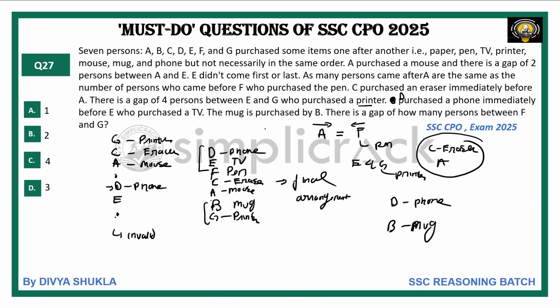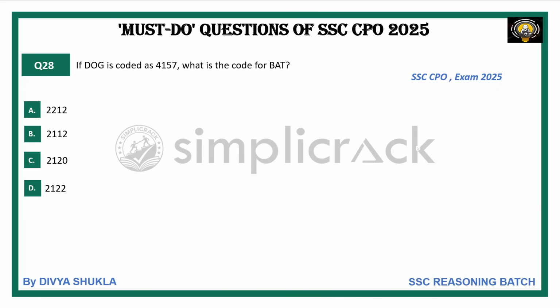How many persons are there between F and G? You can see there are 3 people between F and G. Option D is the correct answer for this question. Okay, let's see the next one.